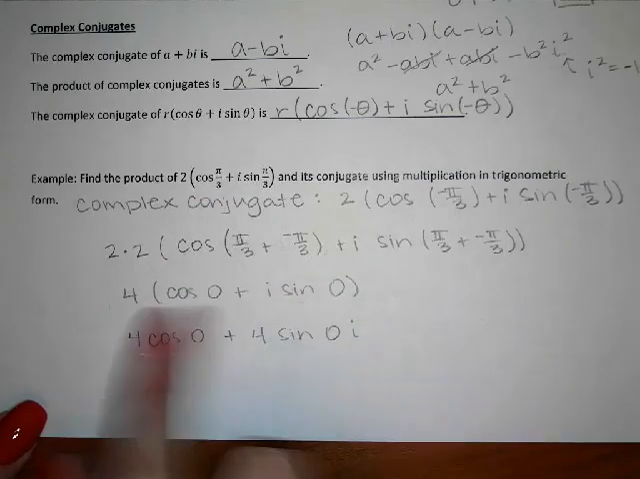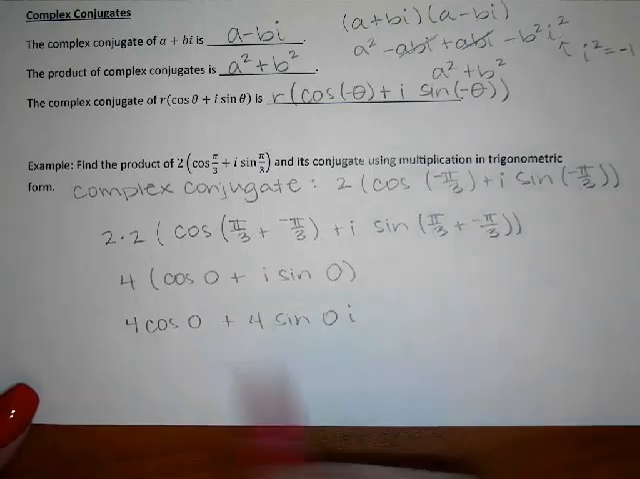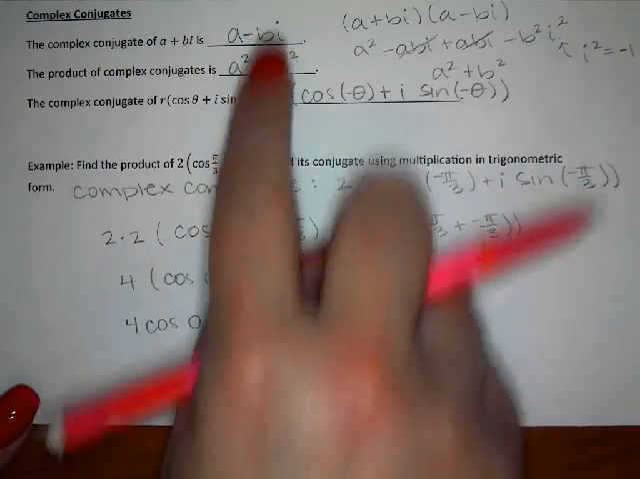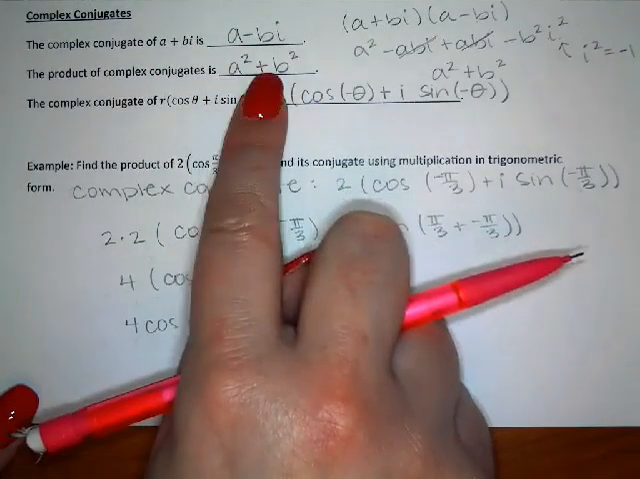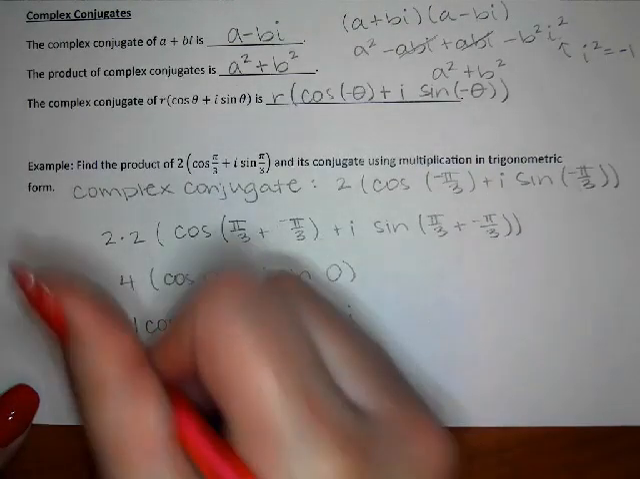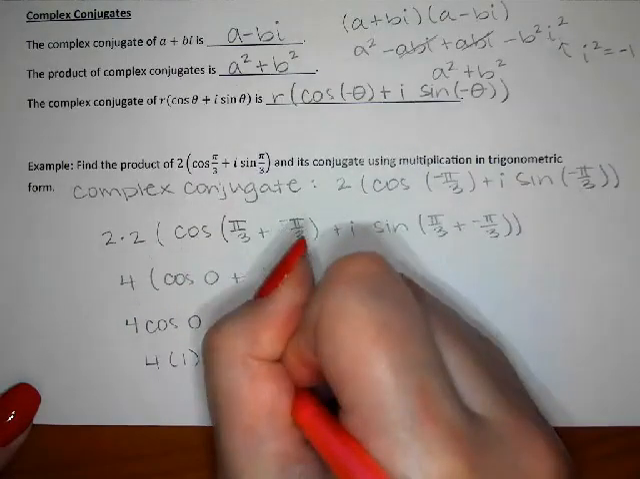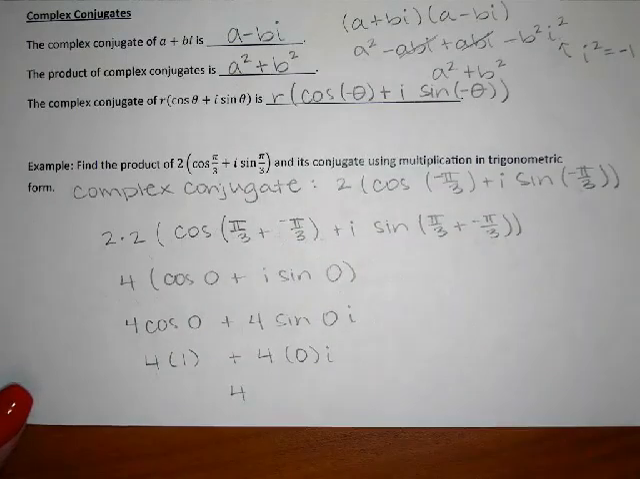And you could leave this in the trig form and just say this is the answer, but I want to show you what it looks like in the standard form, just so you can fully appreciate what's happening when you multiply a complex number times its conjugate, so that you can see how a plus bi times a minus bi became a squared plus b squared. I want you to be able to see that here too. So 4 times cos 0 would be 4 times 1. 4 times sine 0 would be 4 times 0. And so that just gives us 4.